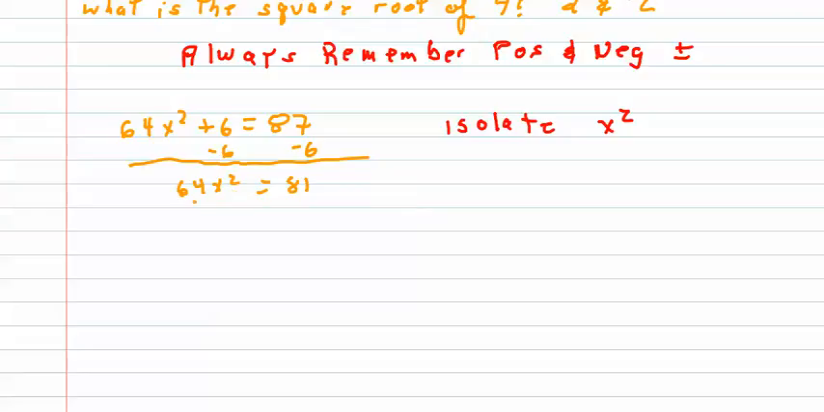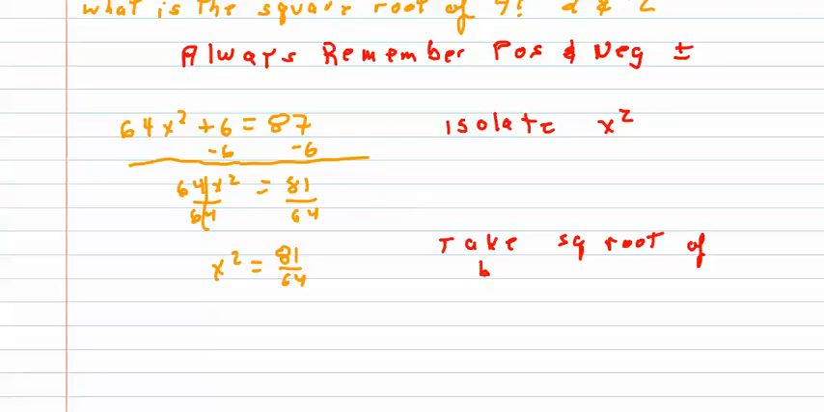Divide by 64. Divide by 64. So x squared equals 81 over 64. All right? And now what we do is take the square root of both sides. And the way we do that is just literally square root each side. Square root this, square root that, and we put a plus minus. Square root of x squared is x.